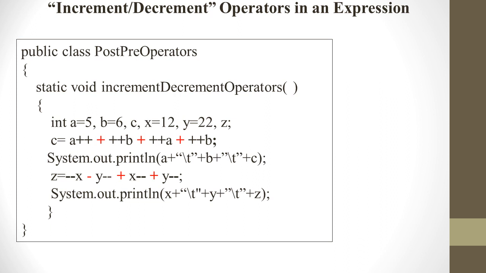Thus c equals 5 plus 7 plus 7 plus 8, and the last value of a is 7 and b is 8. Hence the output: a equals 7, b equals 8, and c equals 5 plus 7 plus 7 plus 8, which equals 27.